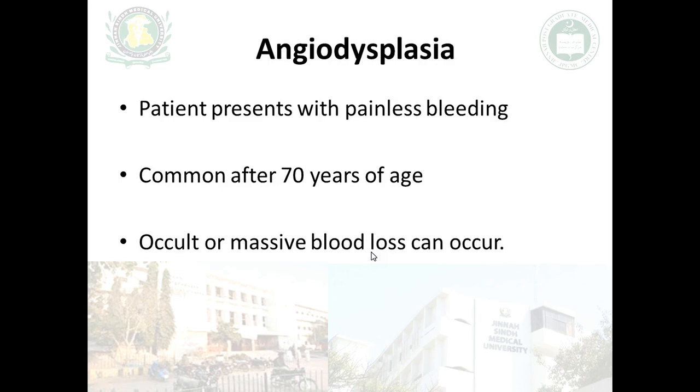Angiodysplasias are basically abnormal vessels. These patients present with painless bleeding, again like diverticulosis. It is common after the age of 70 years, so mostly this is a disease of the elderly group. Massive blood loss can occur, and there are fair chances that there is massive bleeding.